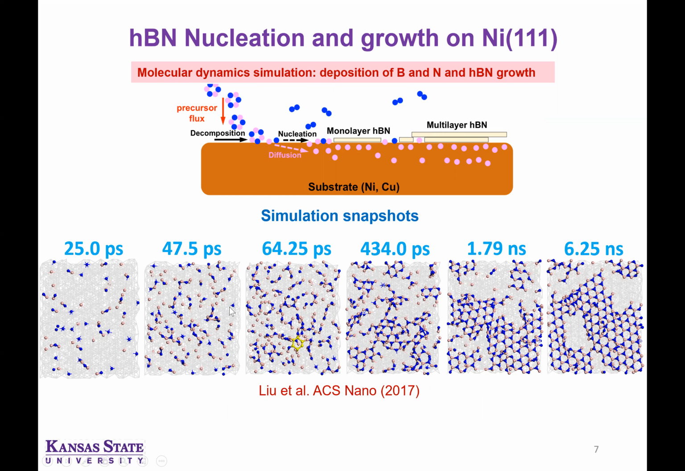We start seeing the formation of boron-nitrogen bonds, and they form longer chains. And at 64 picoseconds, we start to see the first hexagon formed. So this is very encouraging. We let the simulation continue to run, and at 6.25 nanoseconds, we actually start to see a rather complete hBN monolayer network.